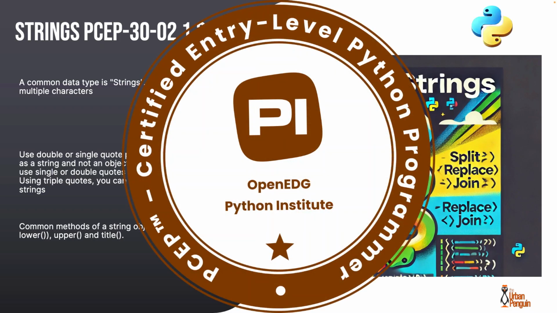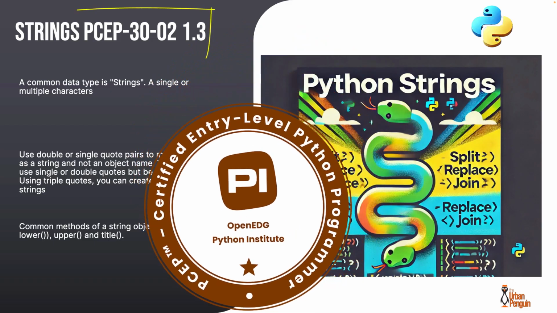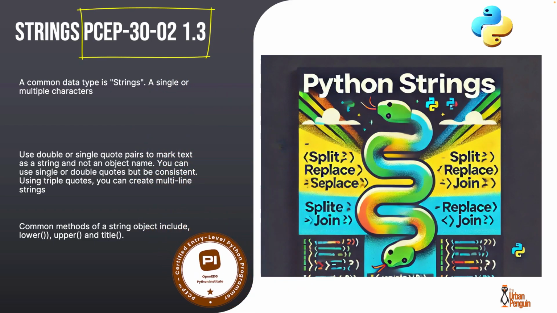Now, another really important data type is that of strings. And we're still working toward our Python Certified Entry-Level Programmer, that's exam 30-02, and we're currently on objective 1.3. The objective looks at all of our data types, but in this clip, we're specifically looking at strings.